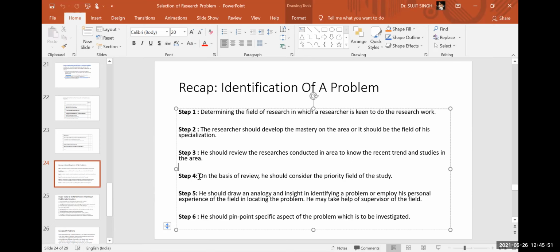On that basis, if you identify any gap in the literature review, you can modify, retune, or fine tune your problem or your topic, right? To align it more, to make it more acceptable to the community, to society, to the scientific community.